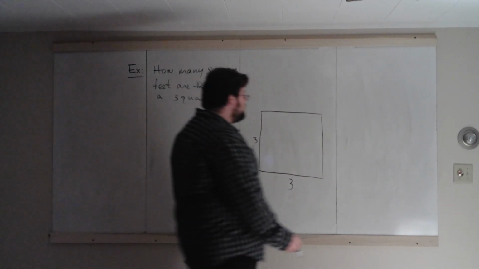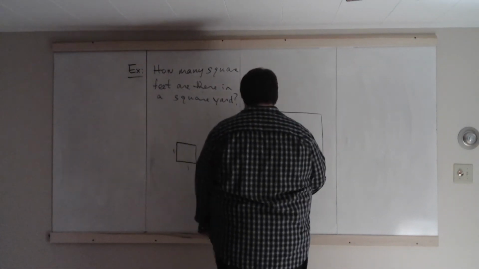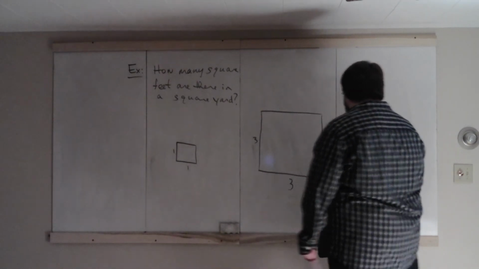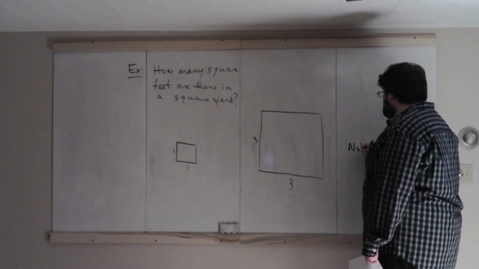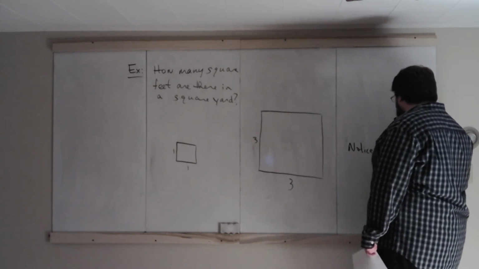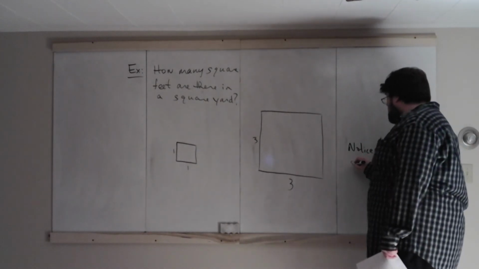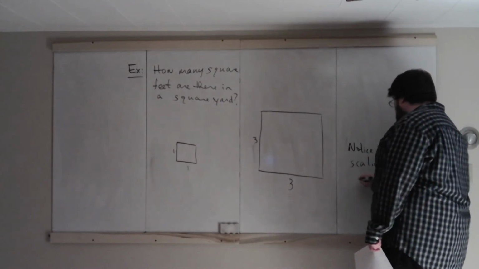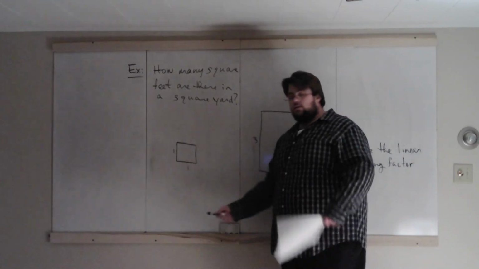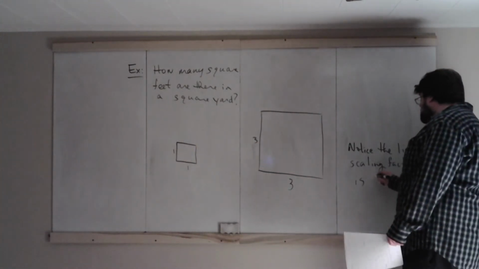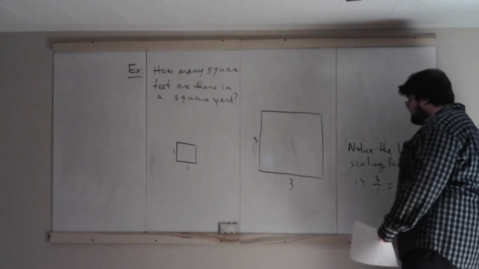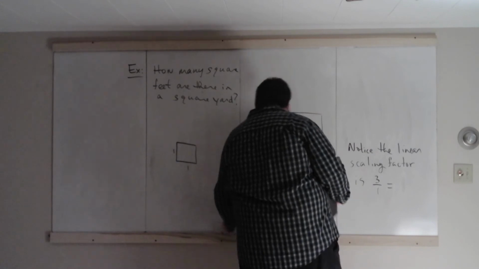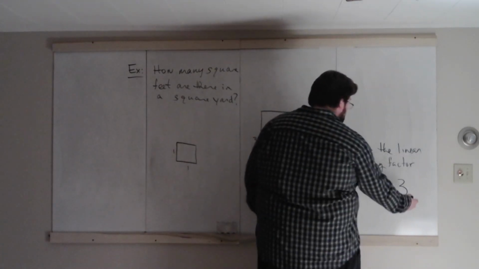And we'll notice, I'll notice it right under, and I'll notice it over here. That's how I was doing it before. Notice the linear scaling factor is what? 3 divided by 1 is 3. They're both squares. 3 over 1 equals 3. We'll keep that in mind.